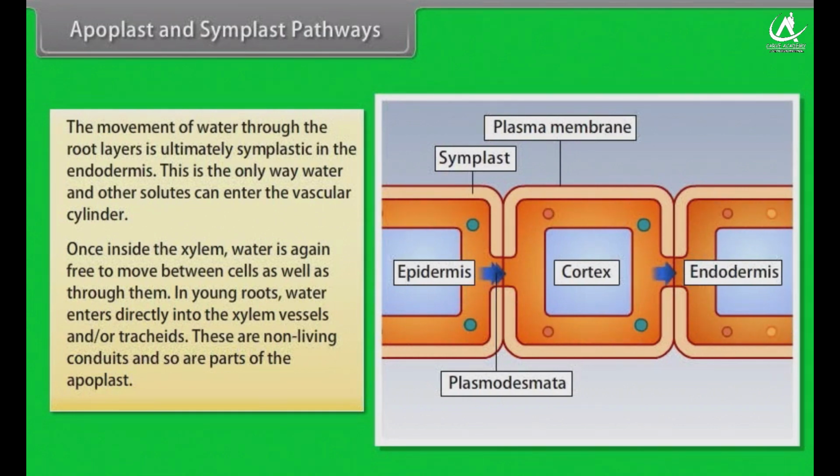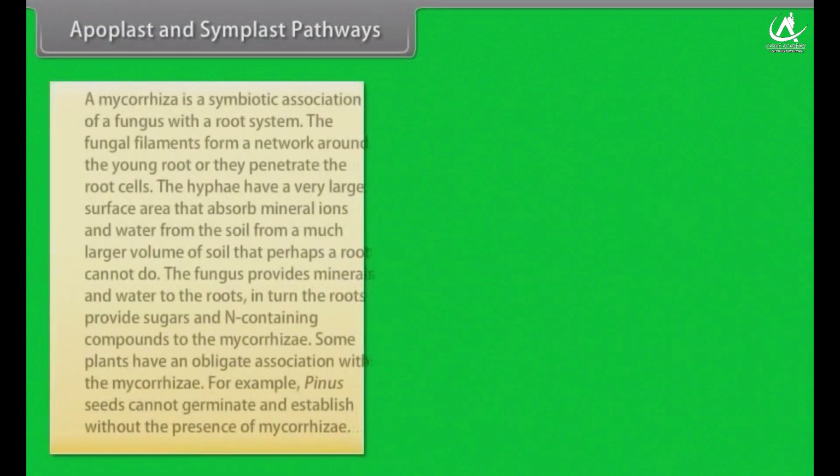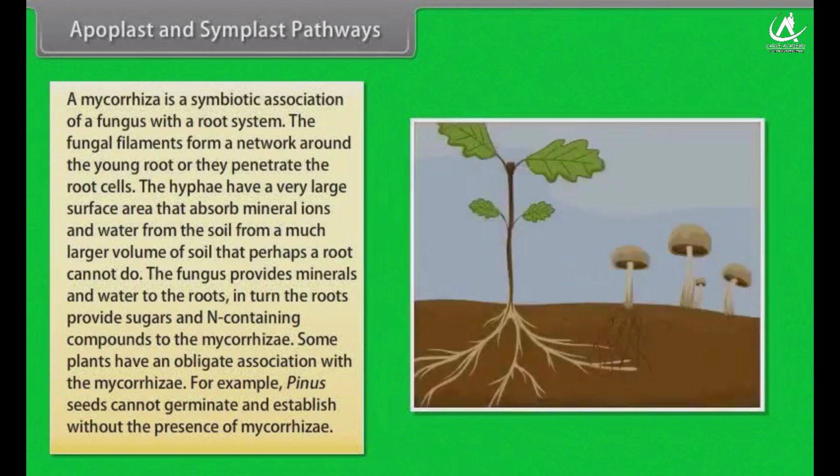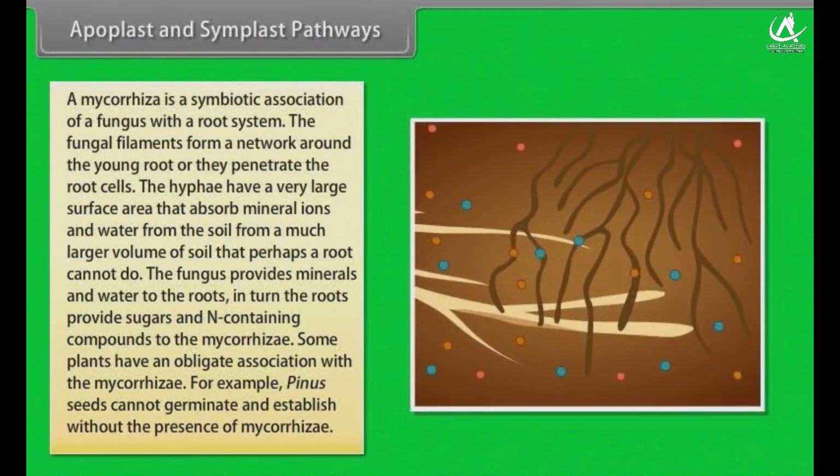Do you know that some plants have additional structures associated with them that help in water and mineral absorption? A mycorrhiza is a symbiotic association of a fungus with a root system. The fungal filaments form a network around the young root, or they penetrate the root cells. The hyphae have a very large surface area that absorb mineral ions and water from the soil, from a much larger volume of soil than perhaps a root can.